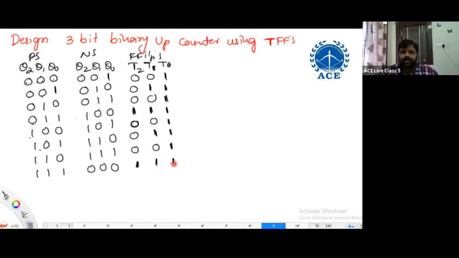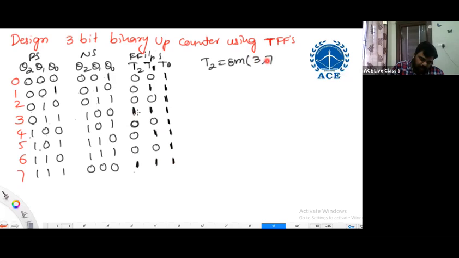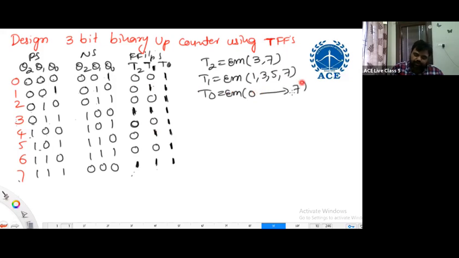Then finding expressions for T2, T1, T0 in terms of Q2, Q1, Q0 present states. Let me give the input combination numbers 0, 1, 2, 3, 4, 5, 6, 7. Then T2 is equal to sigma m of 3 and 7. Check it correctly. T2 is 1 for these two combinations of Q2, Q1, Q0, 3 and 7. T1 is equal to sigma m of 1, 3, 5, 7. What about T0? Sigma m of 0 to 7.